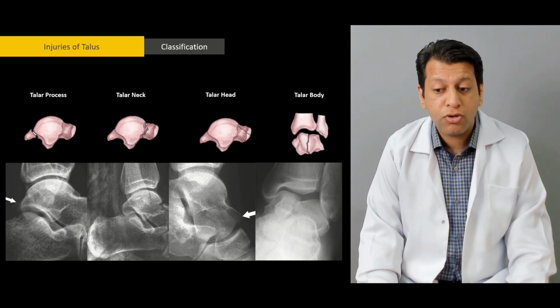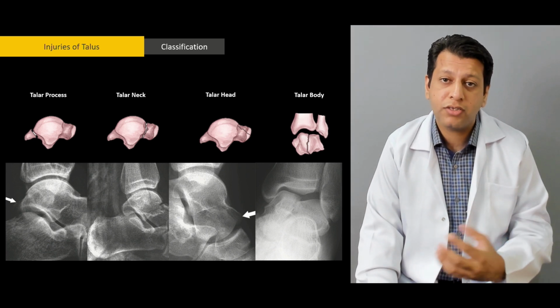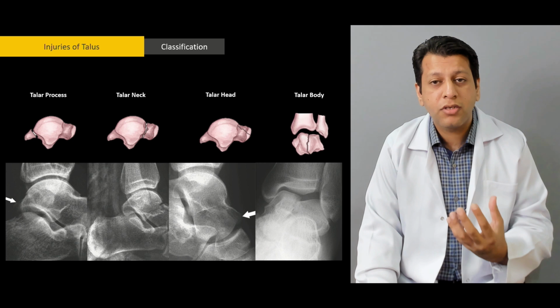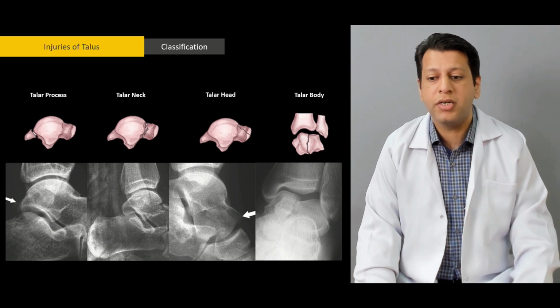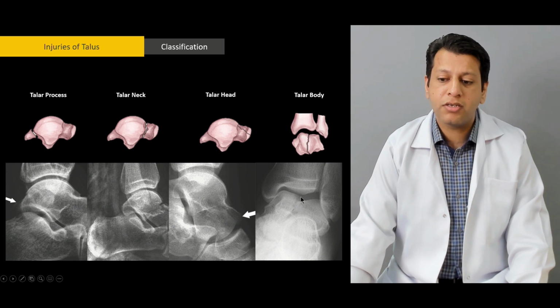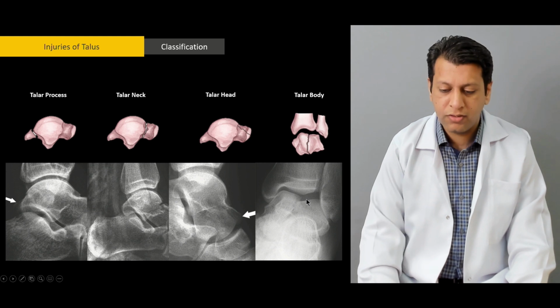There is an oblique fracture involving the talus anterior process or head of talus. Then the body may also get involved. When the body gets fractured, sometimes the tibiotalar joint may be involved as well, or mostly it's spared. In this you can appreciate that there is a fracture of the body along with the involvement of the tibiotalar joint.